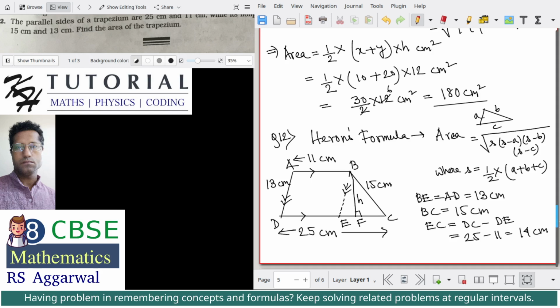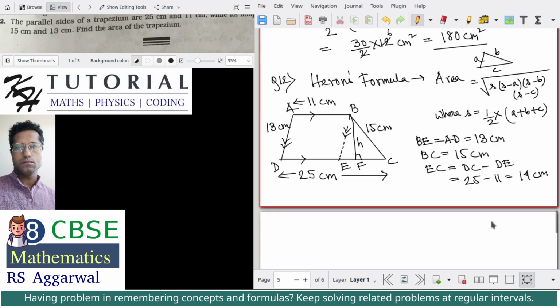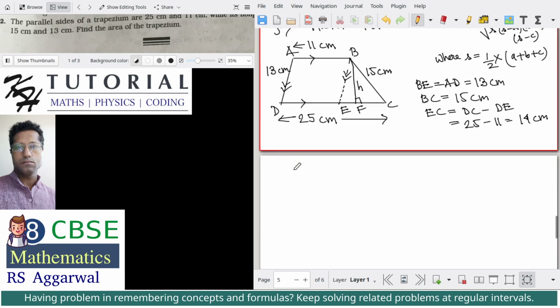So in the triangle BEC, we know the length of all its sides, and so we can clearly find its area using Heron's formula. So we will find the area using Heron's formula. Also we can find the area of the triangle BEC using the base EC and the height h. So we will equate the two areas. So let's find the area of triangle BEC.